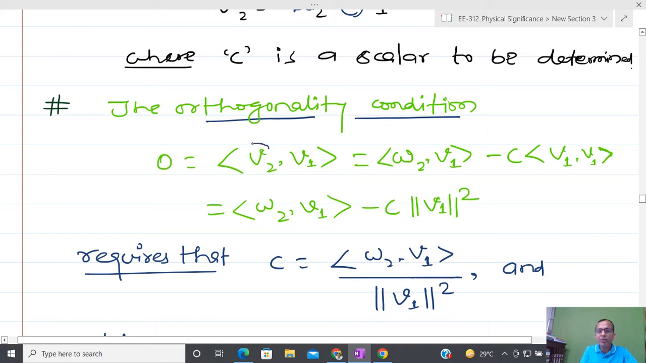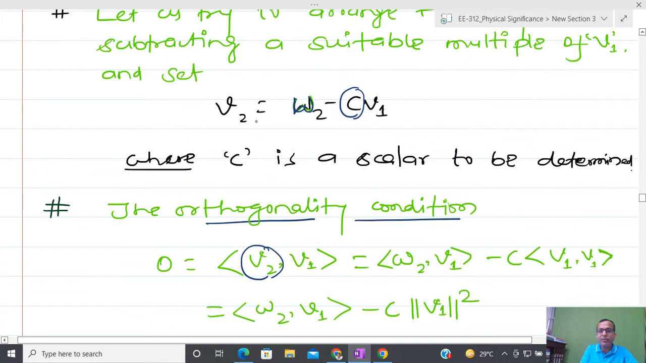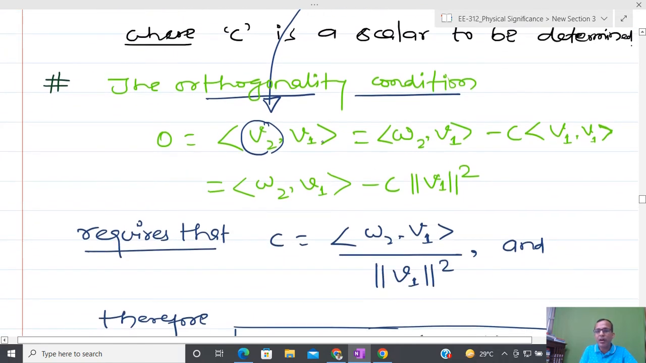So now I know v2, I have just defined v2 like this, so I am going to substitute that here. Okay, so if you substitute that here, then it is possible to show now that, due to the linearity property, I can expand it. So v2 is now nothing but w2 minus c v1. Okay, so I have applied the linearity property. So due to that, using the linearity property of the inner product, I can write the inner product of w2 and v1, minus c times the inner product of v1 and v1.